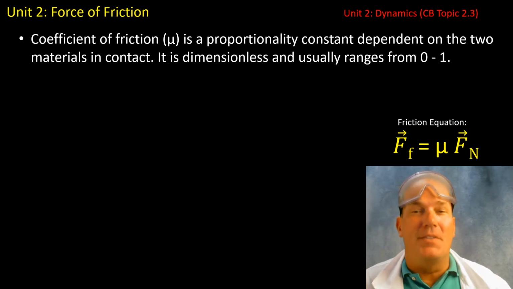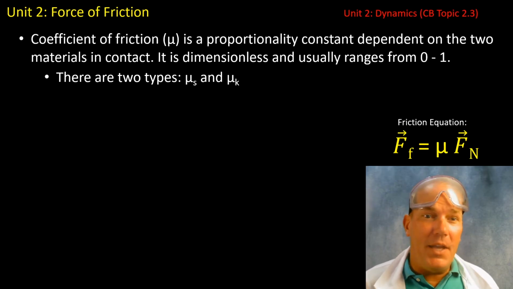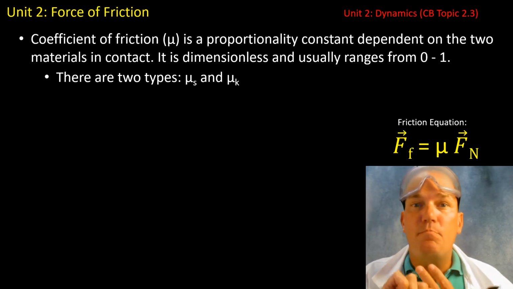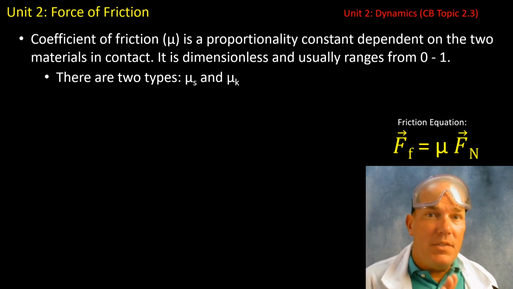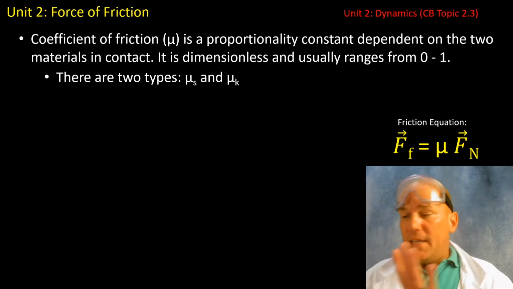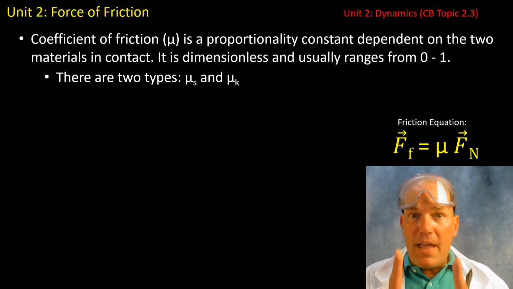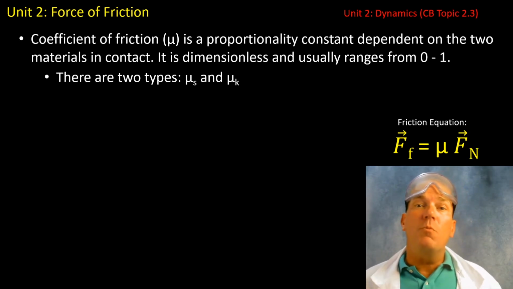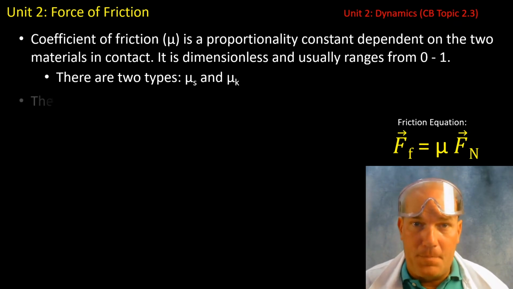There are exceptions. There are two types of mu, as you may have surmised. We have mu for static friction, and we have mu for kinetic friction. Now remember, static means not in motion. Kinetic friction is when the object is sliding. Those values for this proportionality constant are different when we're looking at static friction versus kinetic friction.